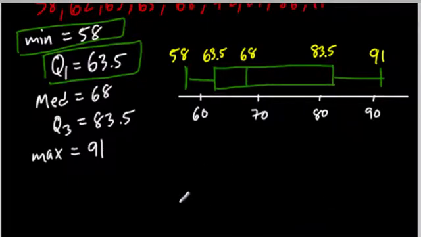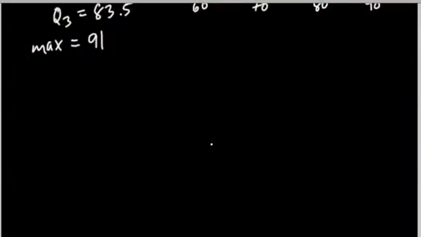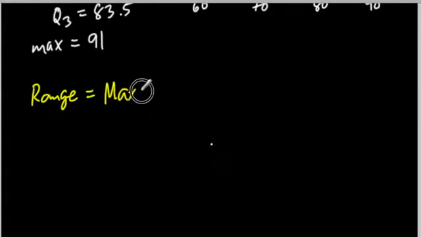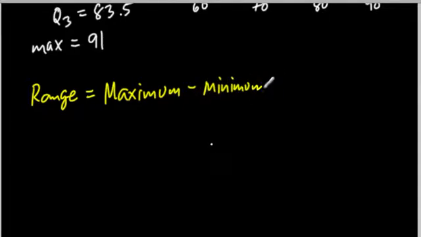Okay, so there's just two more concepts that I want to go over, and the first one is the range. So the range is basically the difference between the maximum and the minimum. So it's really the maximum value minus the minimum value.